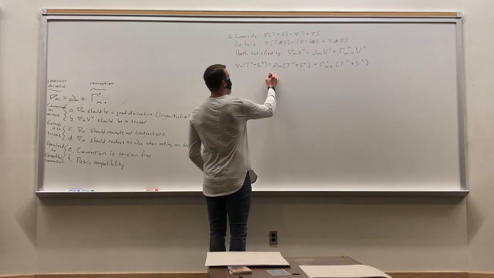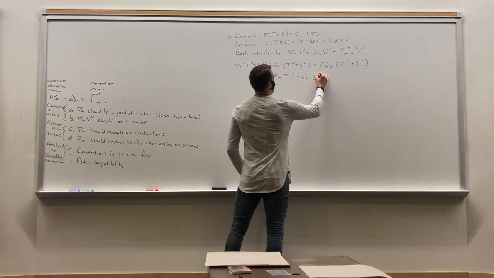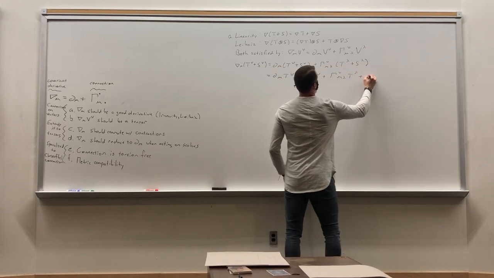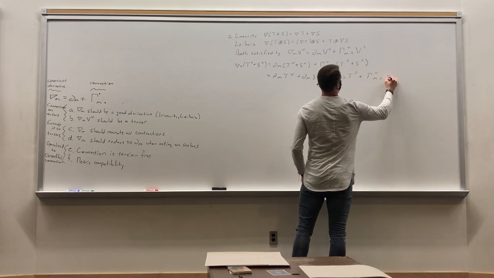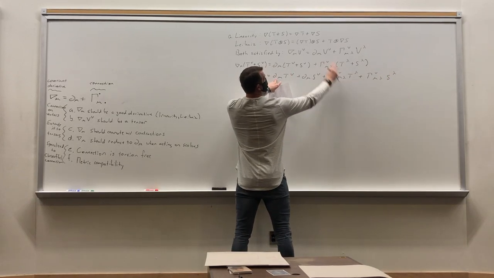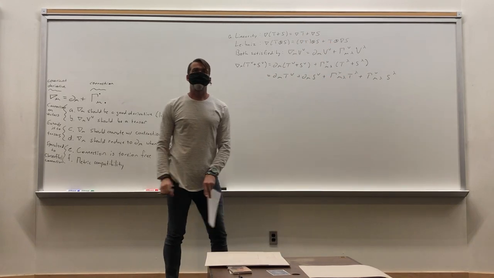You think I can do that? Hell yeah, man. I mean, come on. D mu T nu, plus d mu S nu, plus gamma nu, mu, lambda, T lambda, plus gamma nu, mu, lambda, S lambda. Now I just take this, and I put it next to that, and I call it that. I take this, I put it next to that, and I call it that. I'm done. Boom. Linearity.